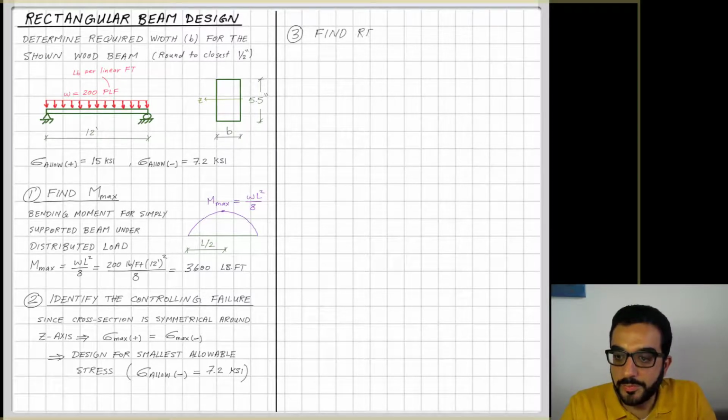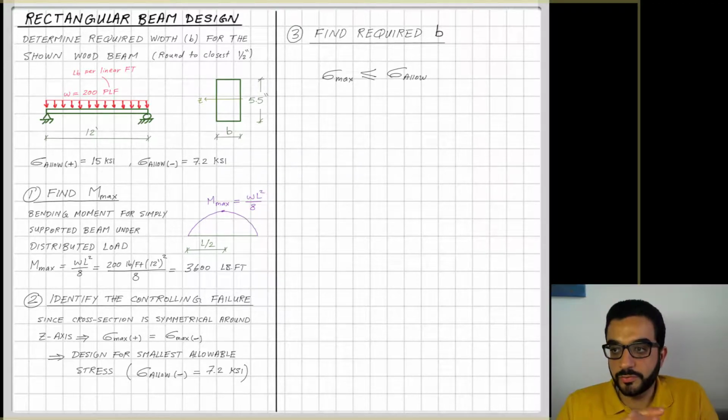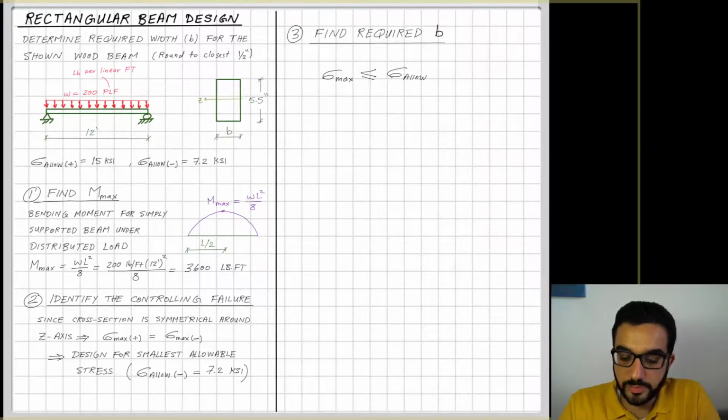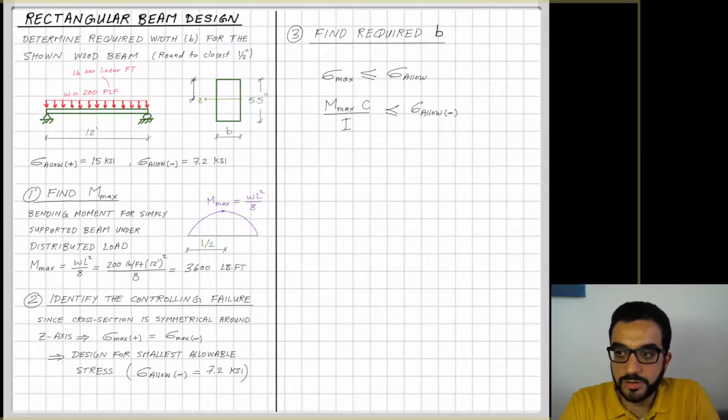And now once I know the limit, and I know the maximum moment, we need to find the required value for B. So always our criteria or constraint for stresses is that sigma max should be always less than or equal to sigma allow. And my sigma max here is equal to maximum moment times C over I. And my limit is the negative stress allowable limit here, which is 7.2 KSI.